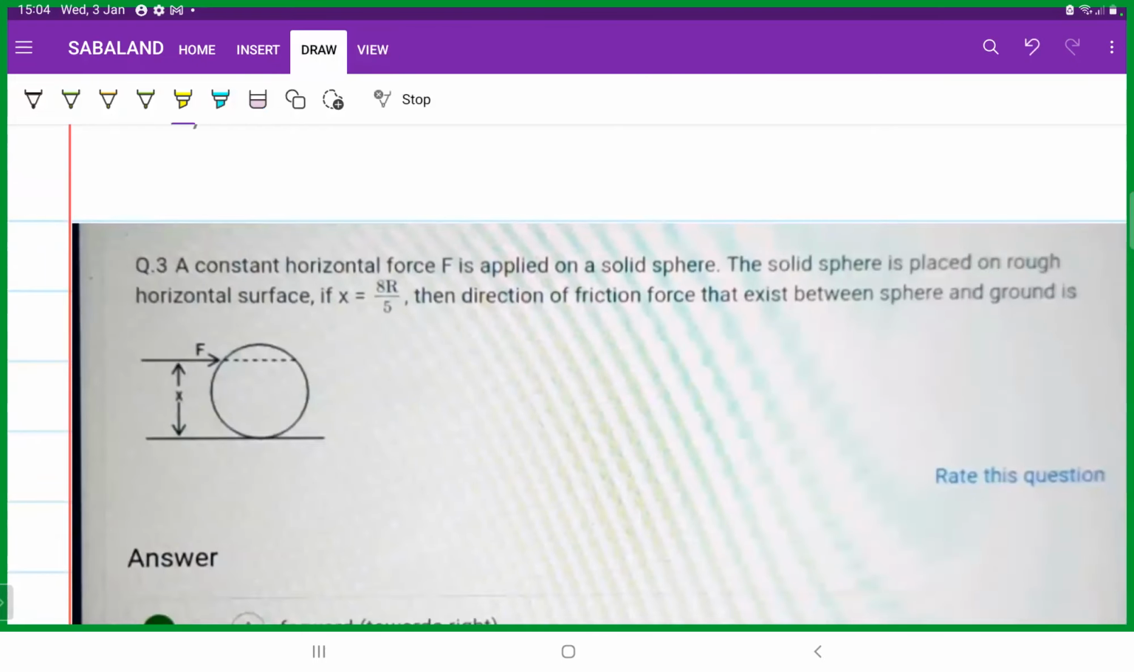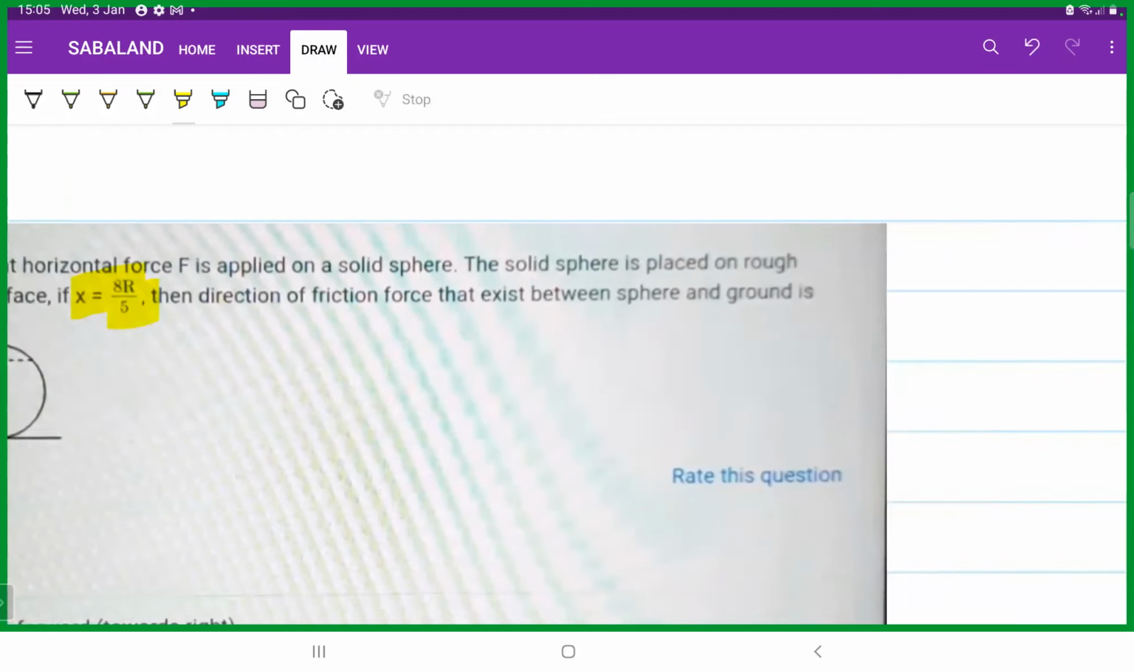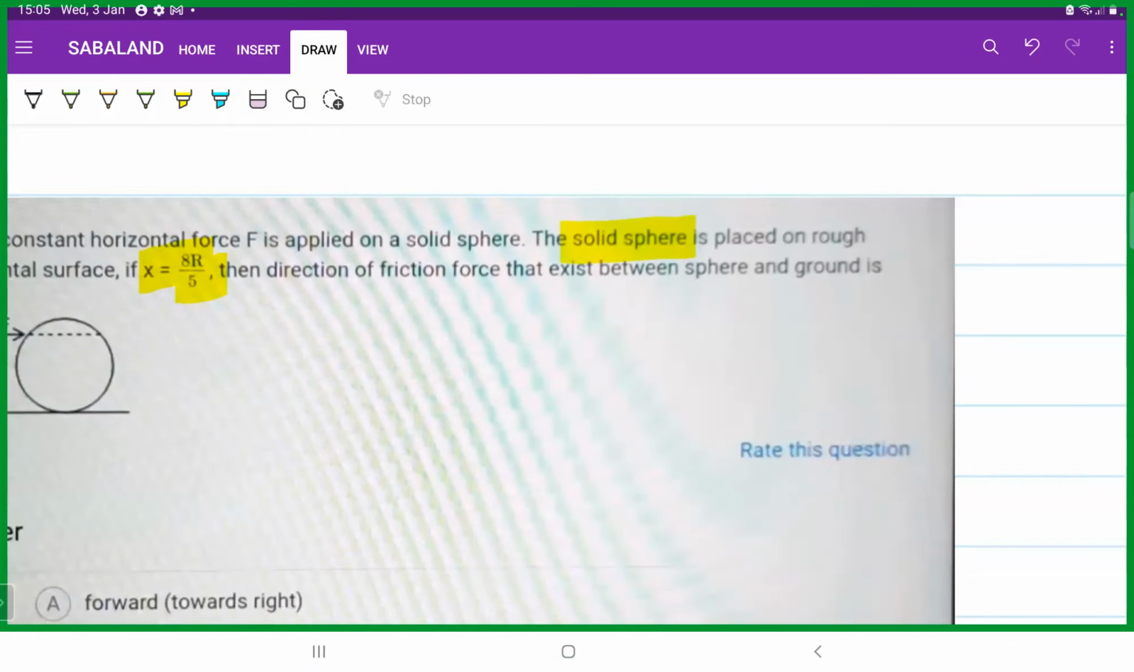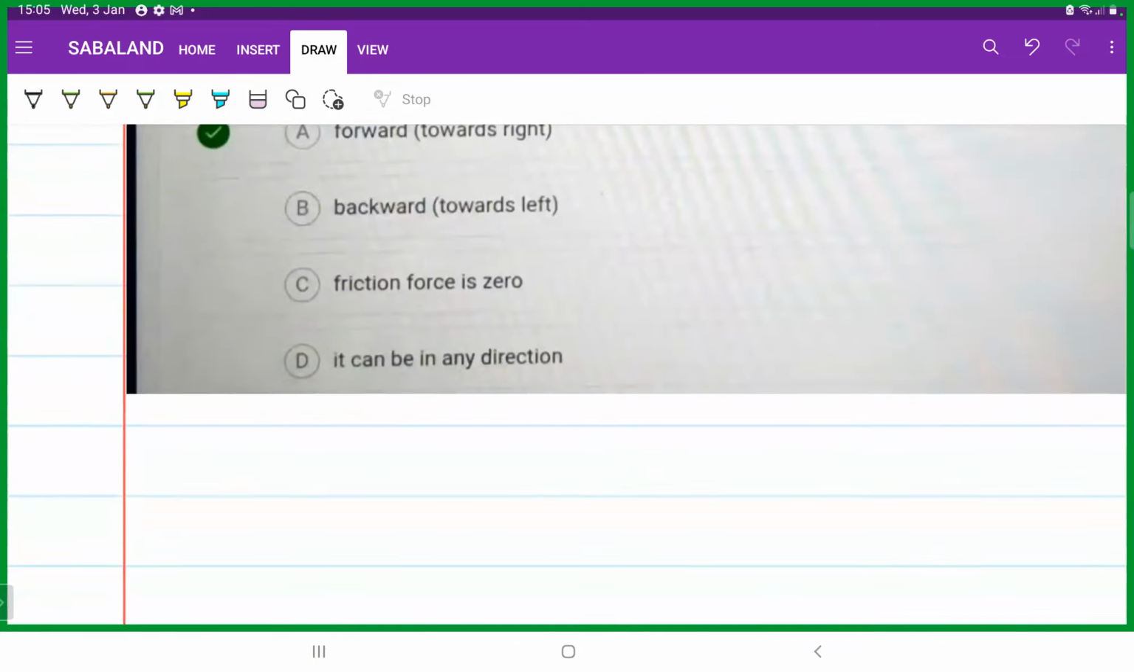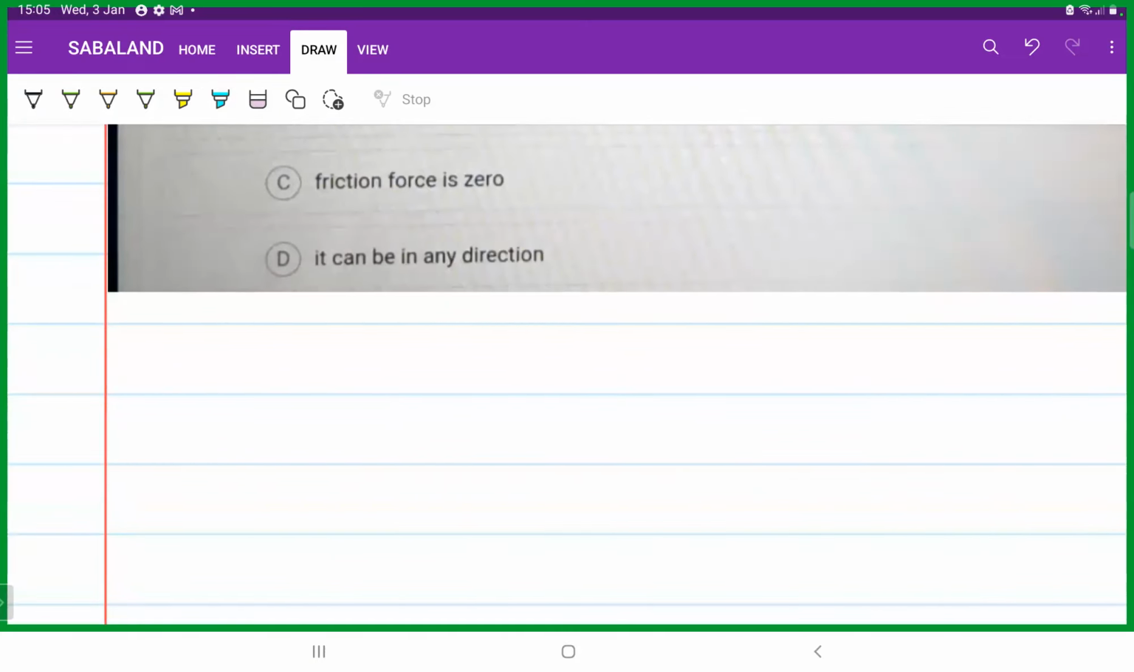A force F has been applied at a point, at a height of x from the ground, where the value of x is 8r/5, and we have a solid sphere. We have to find the direction of the friction force that exists between the sphere and the ground. Finding the direction of friction is often something which I found very challenging. So let's see how we can do this.